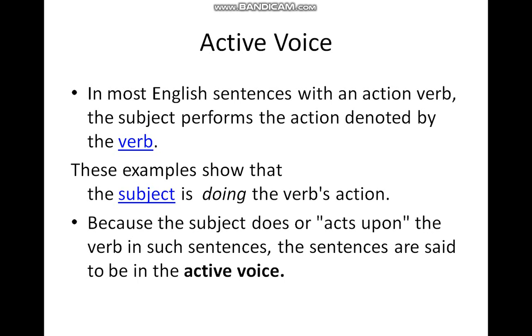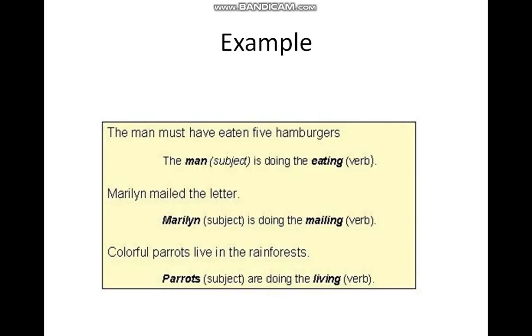Active voice: in most English sentences with an action verb, the subject performs the action denoted by the verb. These examples show that the subject is doing the verb's action because the subject does or acts upon the verb in such sentences. The sentences are said to be in the active voice. For example, the man must have eaten 5 hamburgers. The man, which is the subject, is doing the eating, which is the action or the verb.